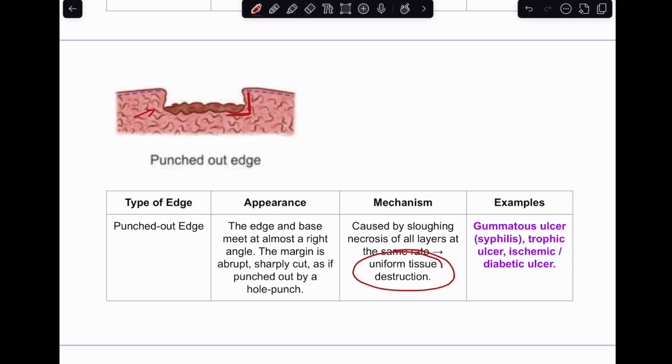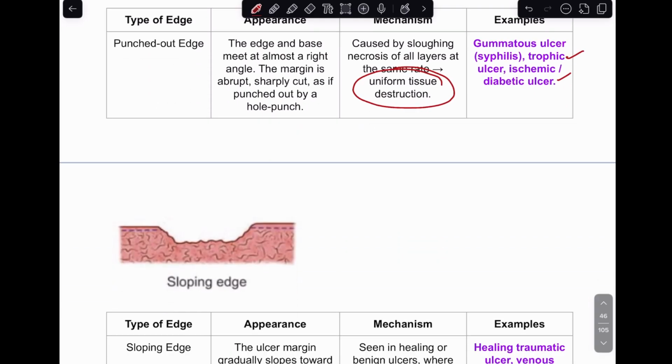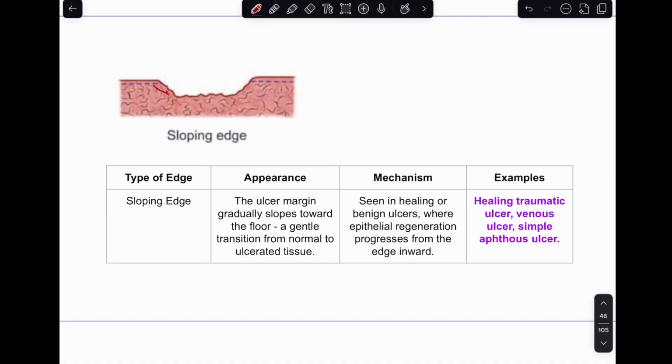And this is a common example seen in cases of gummatous ulcer, that is syphilis, trophic ulcers, or even ischemic or diabetic ulcers. Next is a sloping edge. You can see how the ulcer margin is gradually sloping towards the floor, and there is a gentle transition happening from the normal to the ulcerated tissue. This will be seen in healing or benign ulcers where epithelial regeneration progresses from the edge and goes inwards. This is a typical example of a healing traumatic ulcer, a venous ulcer, or a simple aphthous ulcer.